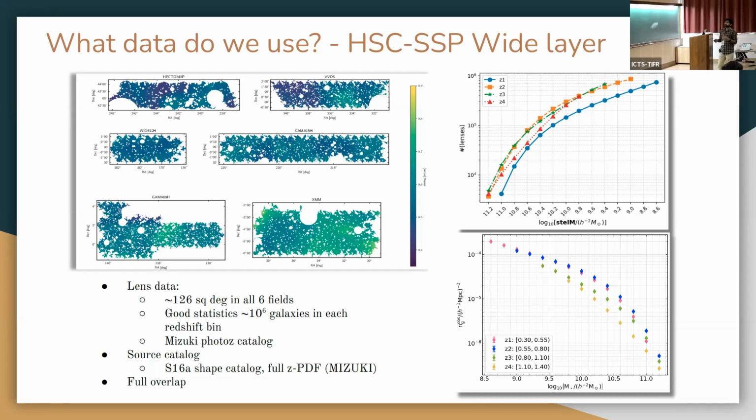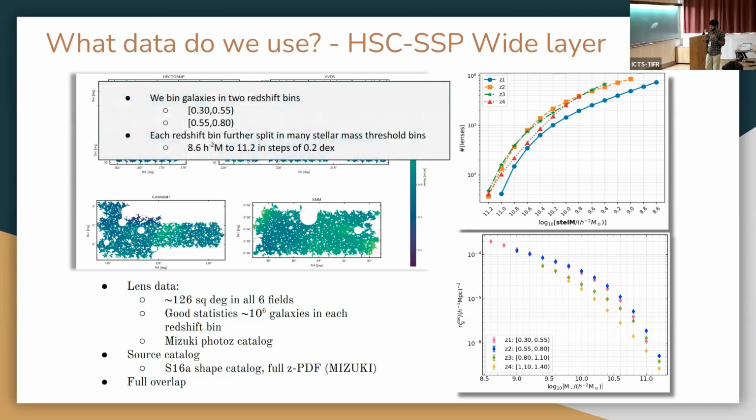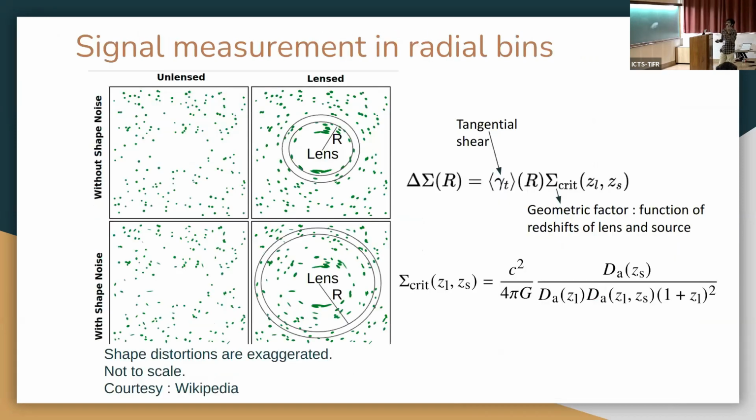We'll be using 6 fields in the HSC, and the photometry that we'll be using is photometric data. The stellar masses and redshifts are derived from a Mizuki catalog. The total area that we'll be concerned with is roughly 126 square degrees. Also, because our lenses and sources fall in the same data, there will be full overlap. Why this full overlap is important, I'll tell you shortly. These are my binning schemes, stellar mass thresholds and redshifts.